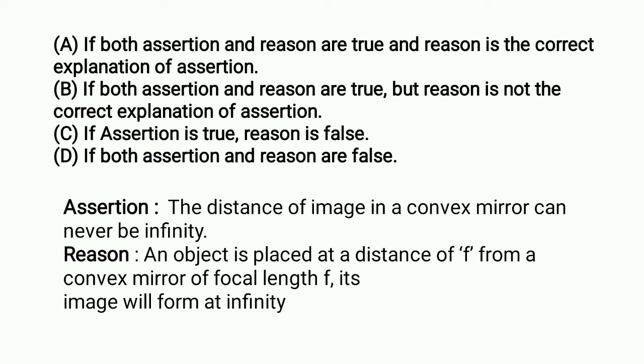Next question. Assertion: the distance of image in a convex mirror can never be infinity. Yes, the assertion statement is true. Reason: an object is placed at a distance of f from a convex mirror of focal length f, its image will form at infinity. No, this statement is false. So the assertion is true and the reason is false, which means option C is the correct answer.